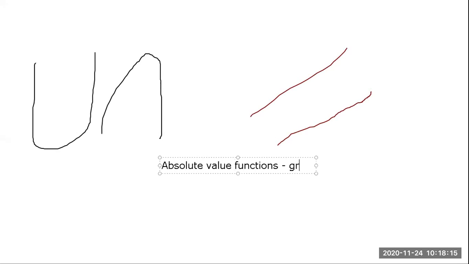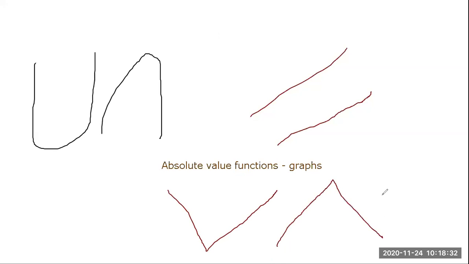We want to look at what it looks like when we graph absolute value functions. And simply, they look like a V, or an upside down V. That's what they look like. All right, so we know quadratic, we know linear, and now we're going over absolute value functions.